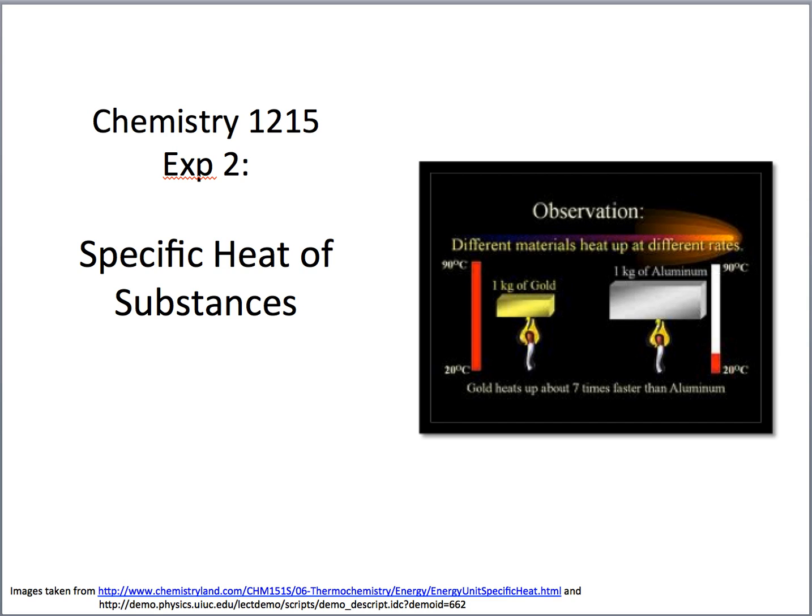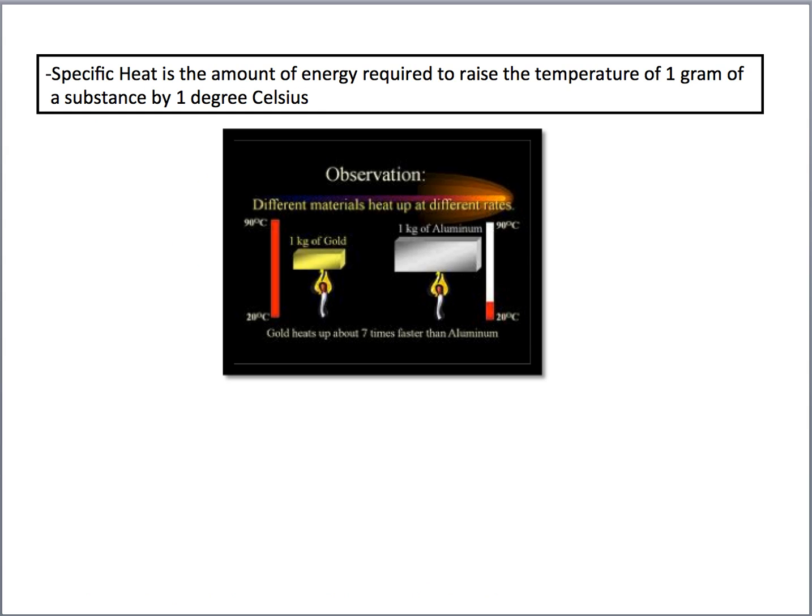This week, you're going to be performing experiment 2, specific heat of substances. So what is specific heat? Well, it's the amount of energy required to raise the temperature of 1 gram of a substance by 1 degree Celsius.